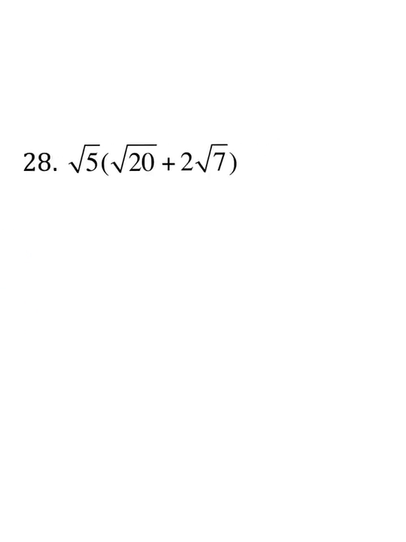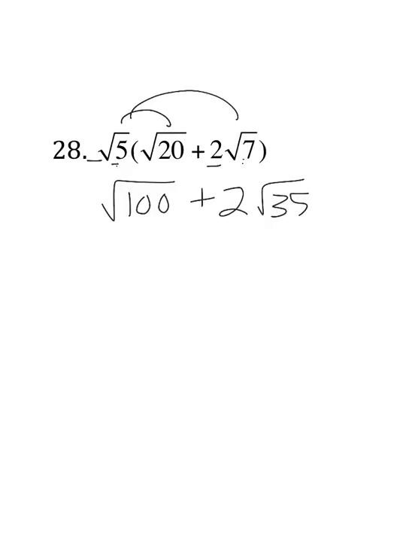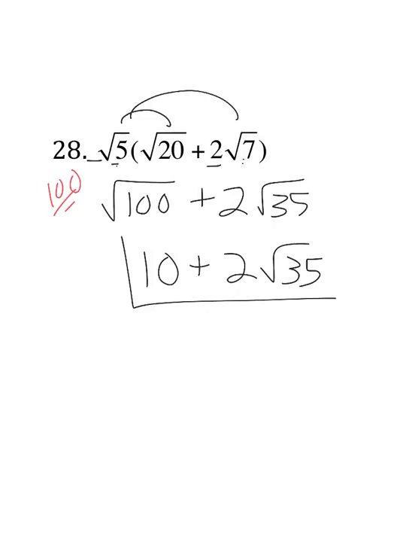28. Distributive property. Square root of 5 times square root of 20 gives me square root of 100. Plus numbers with numbers. Okay, that's basically 2. Radicals with radicals. Square root of 35. Oh, this problem is so 100. Get it? Never mind. Square root of 100 is 10 plus 2. Can I break down 35? There's no perfect squares that go into it. So no, this is it.